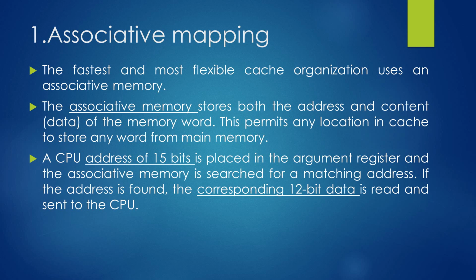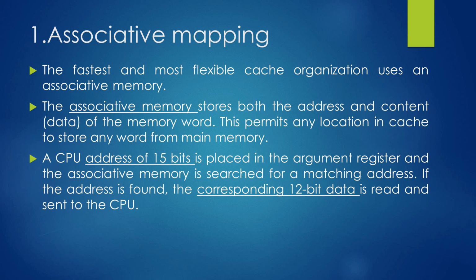Now let us see what associative mapping is. We have previously discussed associative memory, or CAM, and in this mapping the same concept is used. In associative mapping, the memory stores both address and data, that is, content. This memory can store any data from main memory.